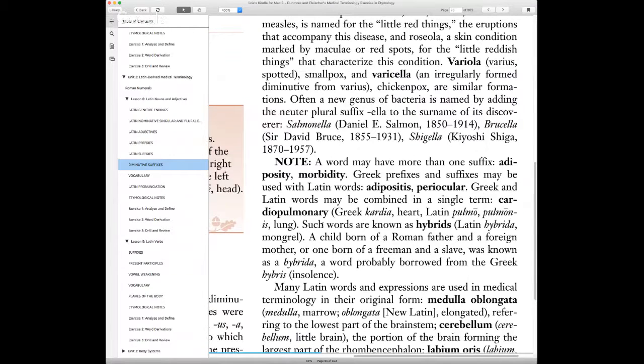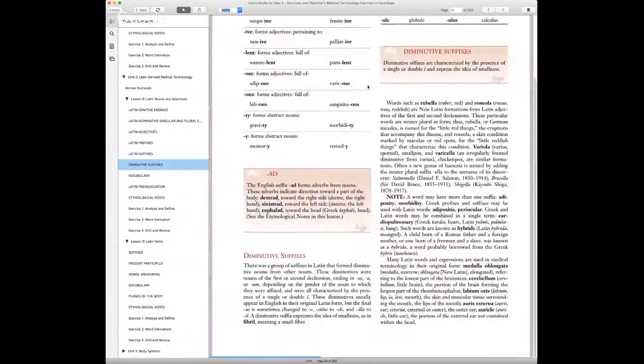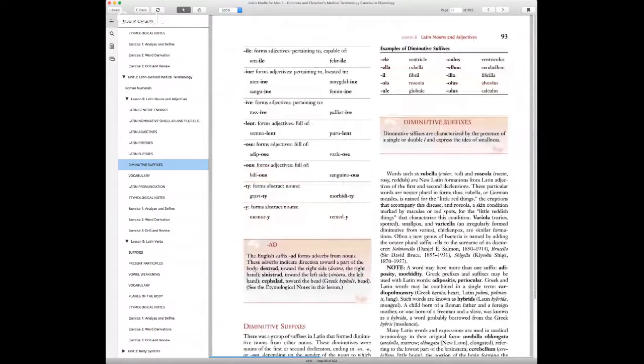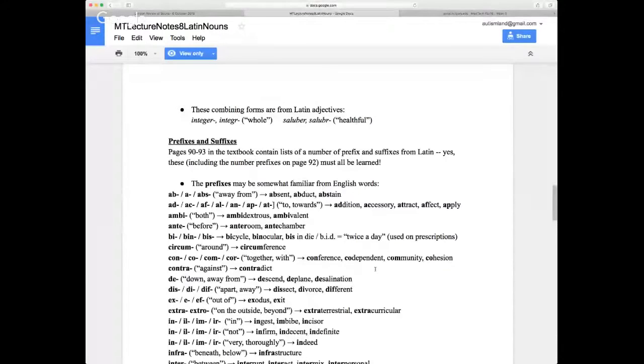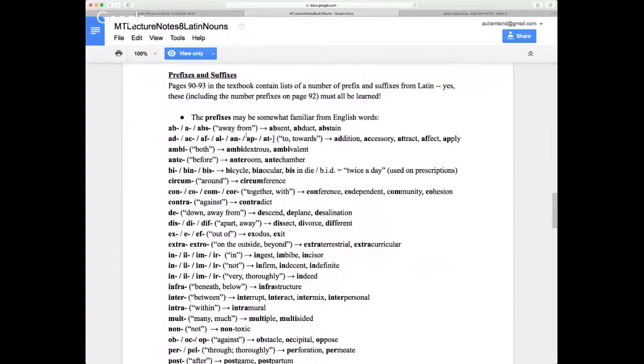I do read this section about diminutive suffixes, and I do encourage you to add these diminutive suffixes here to your list. I know, your ever-growing list of things to memorize. So, just going back to the lecture notes, because I do actually have all this information. On the lecture notes, okay, I've added all the prefixes here. I kind of slimmed it down so you don't have all that stuff around. Namely, I added all the alternate forms of meaning.